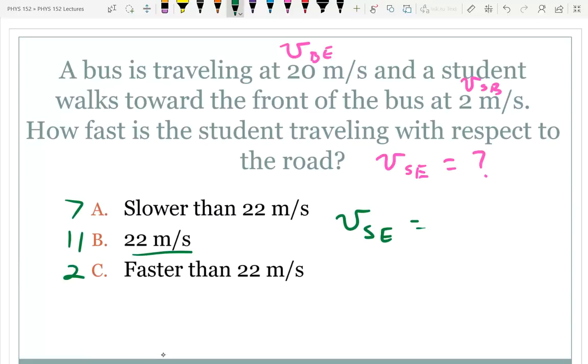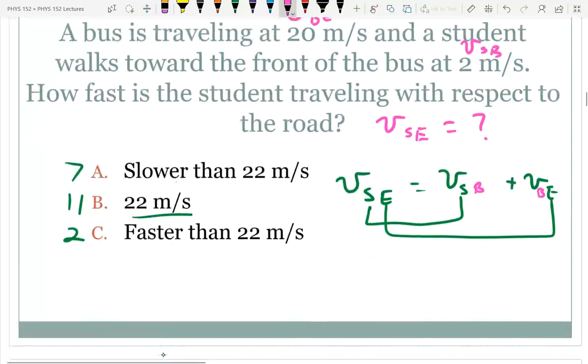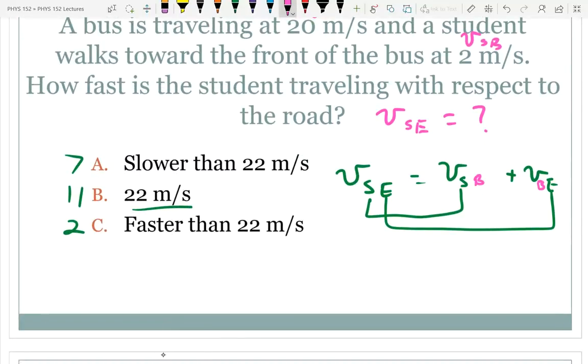We had Galilean relativity that said the velocity of the student with respect to the Earth is equal to velocity, and I'm going to have the first index is this one here, plus velocity, and the second index will be this one here. And then I have to have the same index for the inner ones. And so for the inner ones, I'm going to have the bus. And so you just put those in. Velocity of the student with respect to the bus is 2 meters per second. Velocity of bus with respect to the Earth is 20 meters per second equals 22 meters per second.